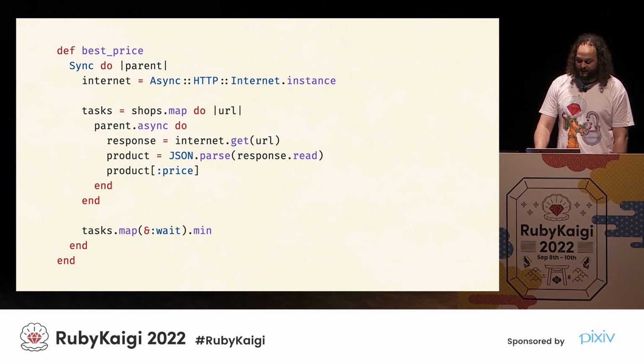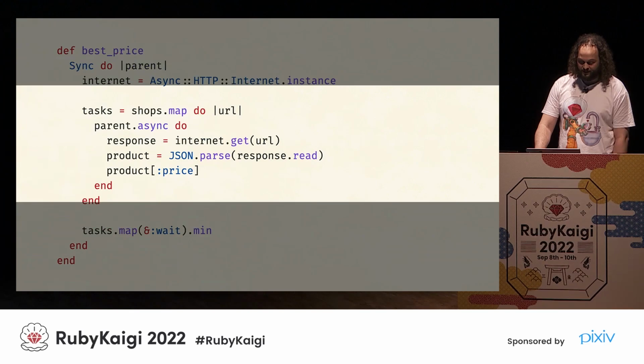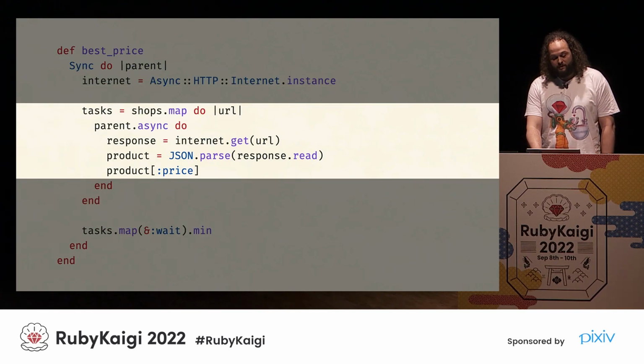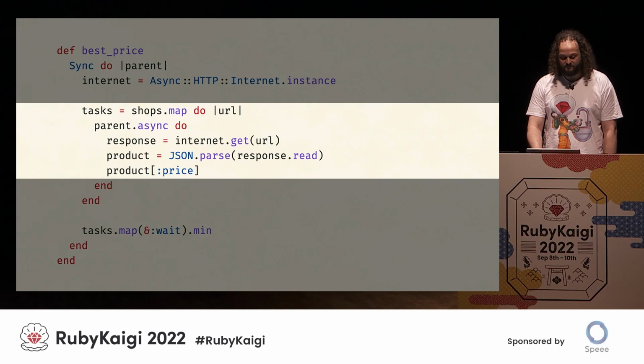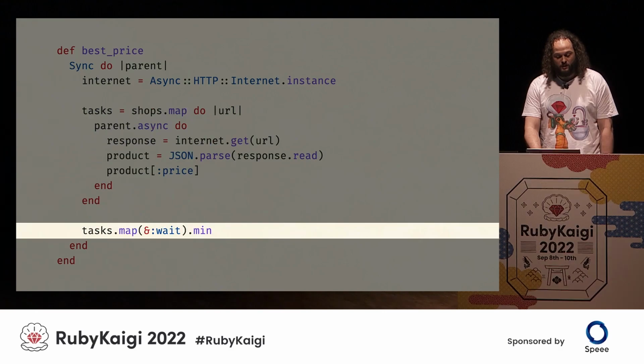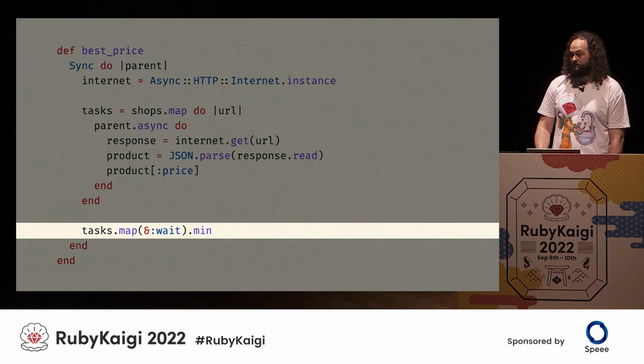Here is a simple method which computes the best price by sending a request to several shops concurrently. For each shop, we map the shop URL to a price by performing a GET request and extracting it from a JSON response. Then we wait for all operations to complete and return the minimum price.